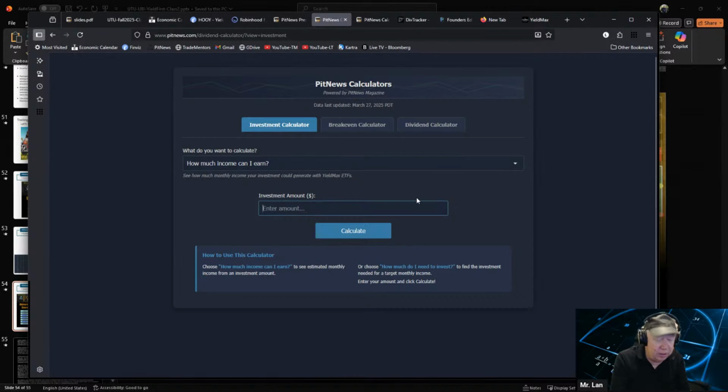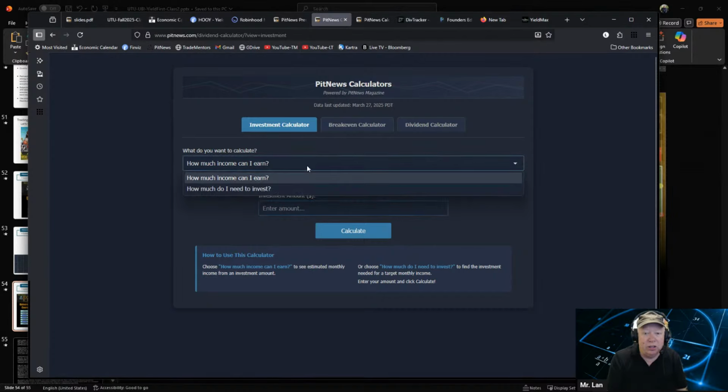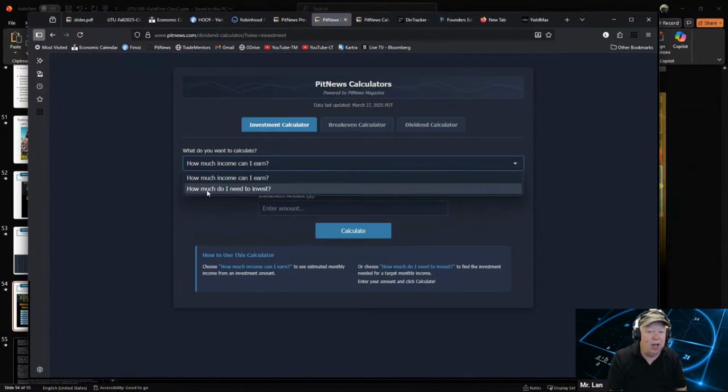So if we come in here, let's just start off with the investment calculator. There are 2 different versions of the investment calculator, and you can see both of them in this little drop down. It's like a prompt, so it's really simple. It says, what do you want to calculate? Do you want to calculate how much income you can earn, or how much you need to invest? So it's 2 ways of approaching the same problem.